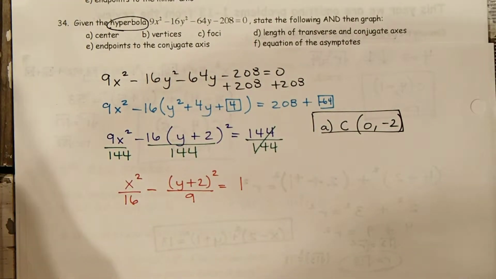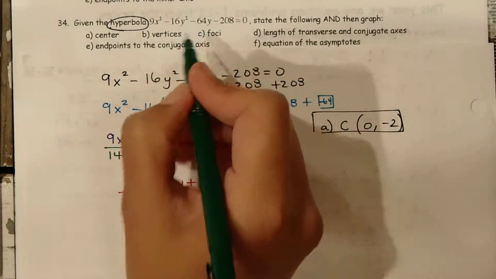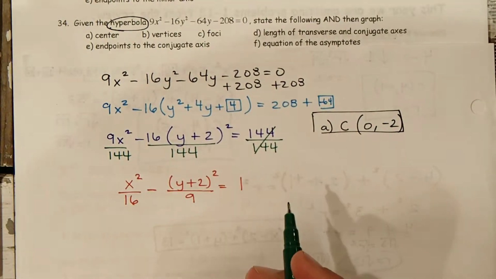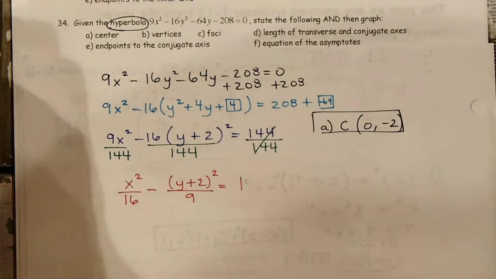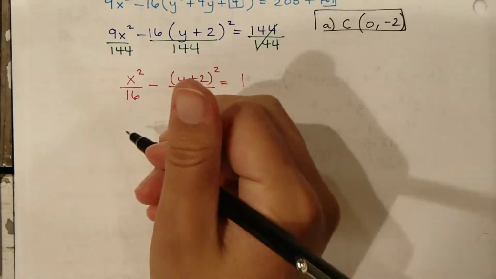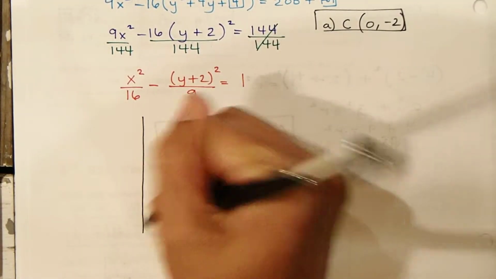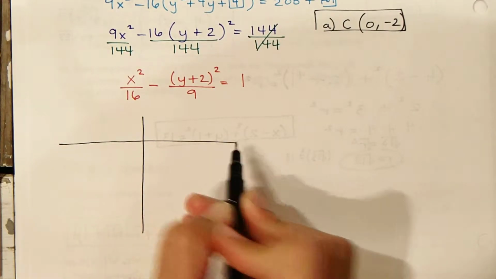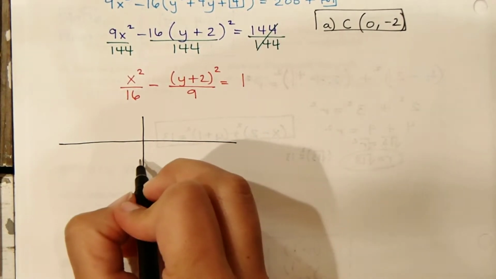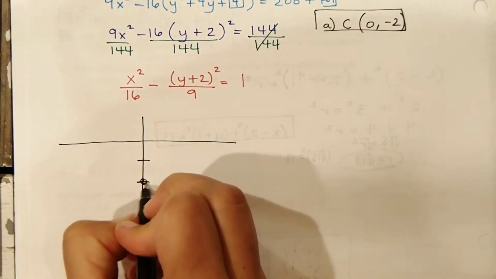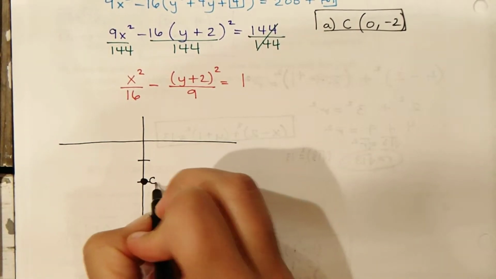Okay, part B. The vertices. So in order to find our vertices, we need to make a graph. So let's go ahead and do that. Alright, so my center is at 0, negative 2. So here's the center. I'll label that C for center.